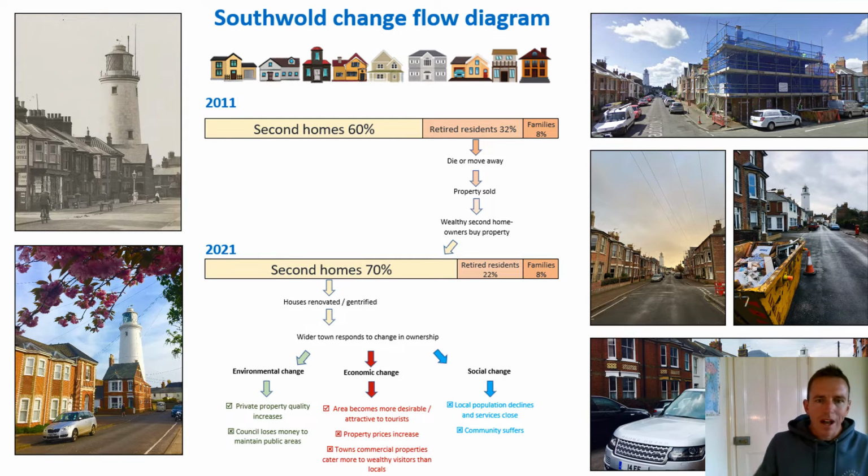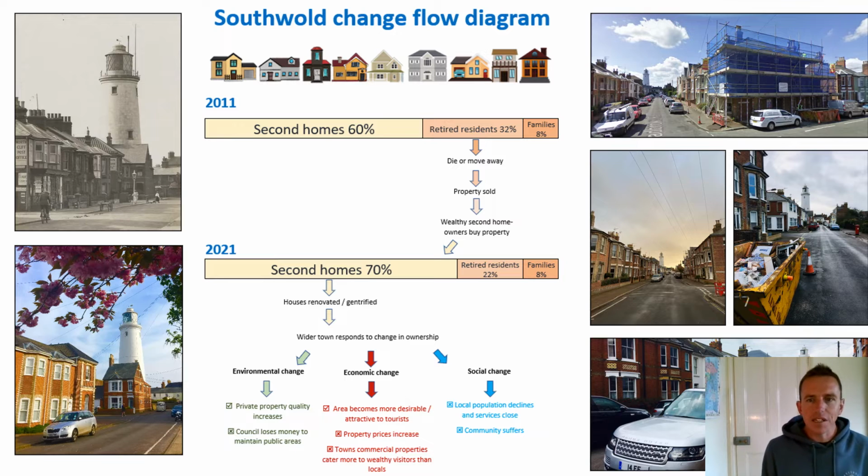So generally, when retired residents move out of their properties in Southwold, those properties make their way onto the housing market. You see the for sale sign going up. But when that property is sold, which doesn't normally take very long at all, the for sale sign comes down, and then you see the beginnings of something called gentrification.